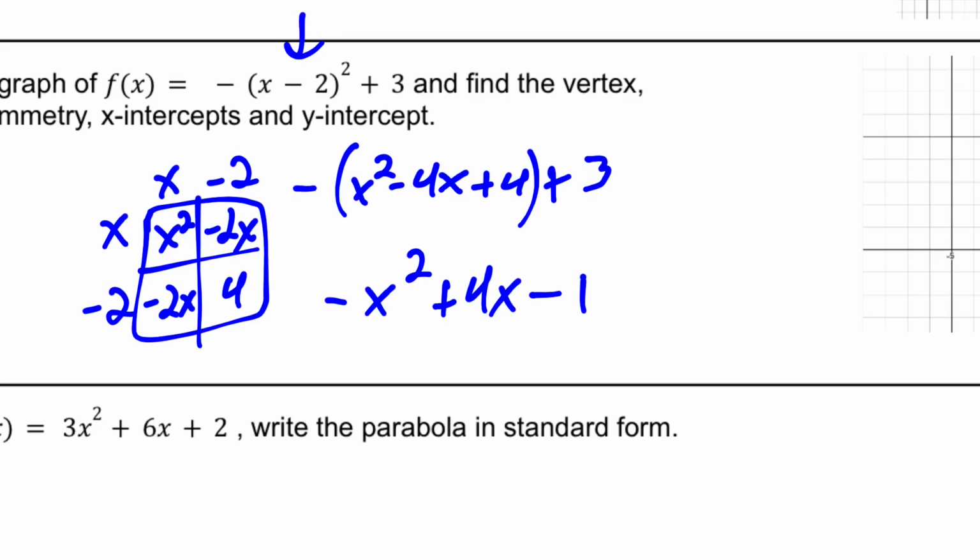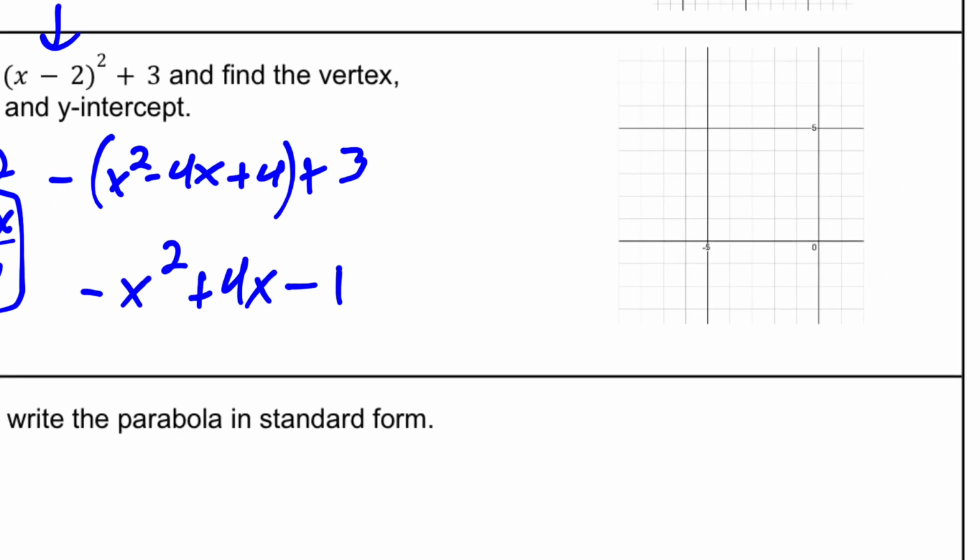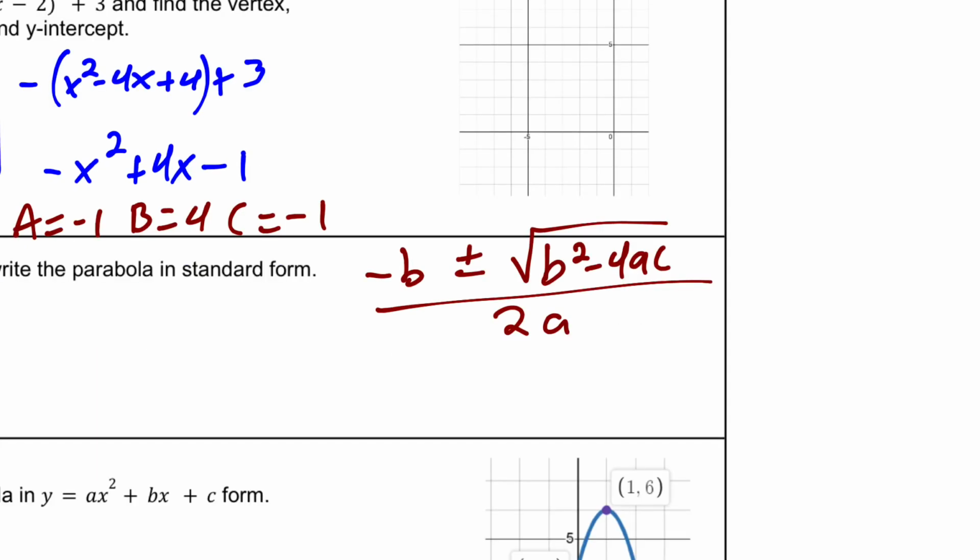What you probably notice at this point is this is not factorable. We can't use our x method or our x box method. We would have to use the quadratic formula. So let's assign values to a, b, and c. And let's test our singing voices. The quadratic formula is negative b plus or minus the square root of b squared minus 4ac all over 2a.